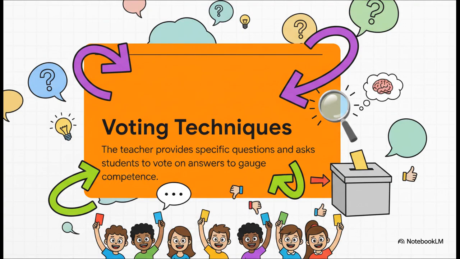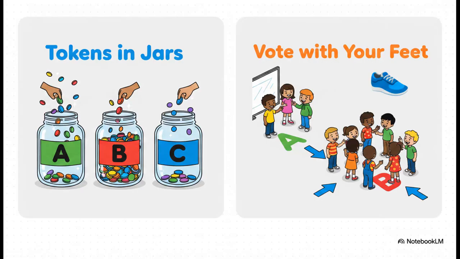Next up in the toolkit, we've got voting techniques. Now, this moves us beyond just how students feel and into what they actually know. You pose a specific question, but instead of calling on one person, you have the whole class vote on the answer. And these methods can be super engaging. For younger students, you could have them drop tokens into jars labeled A, B, or C, but a fantastic method for all ages is to have them vote with their feet. They physically move to a corner of the room that represents their answer. It gets them up and moving and really sparks some great conversations.